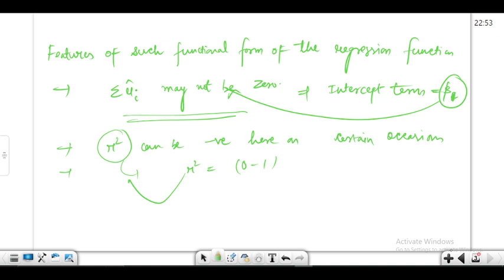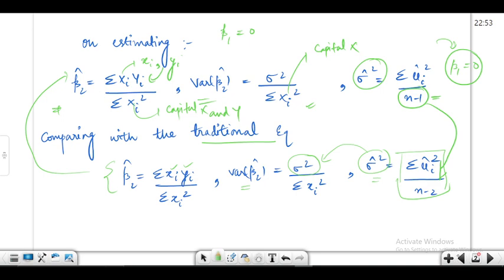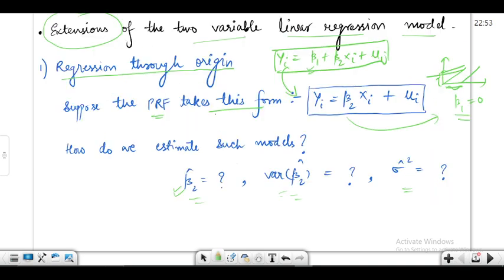So this was about regression through the origin, which is one of the extensions. There are other extensions, other deviations or different forms of linear regression models. We'll see those different models one by one. This is the first one, and I'll bring up the other models in the upcoming videos.